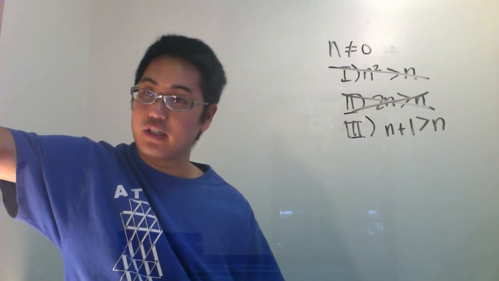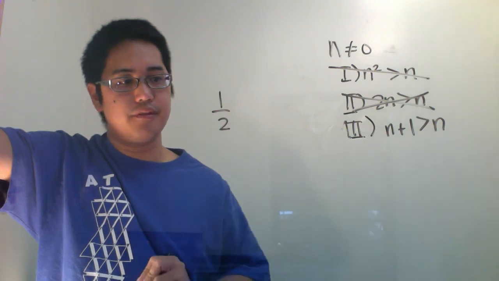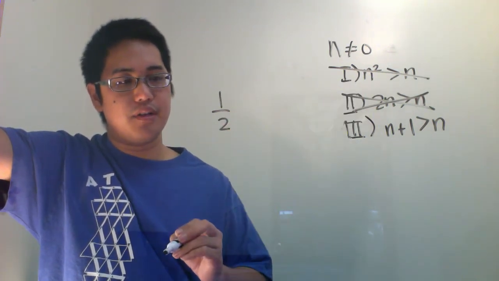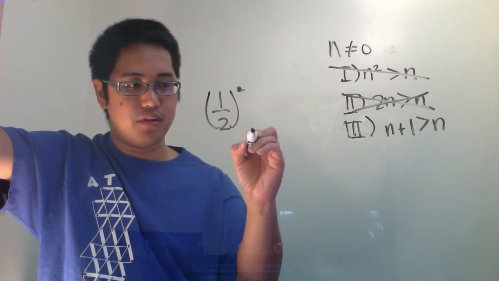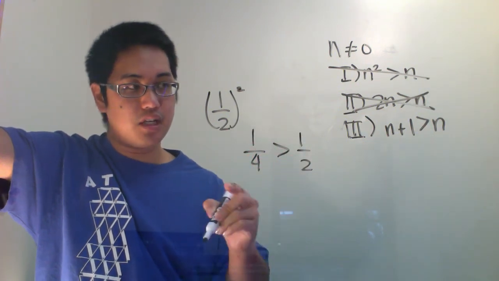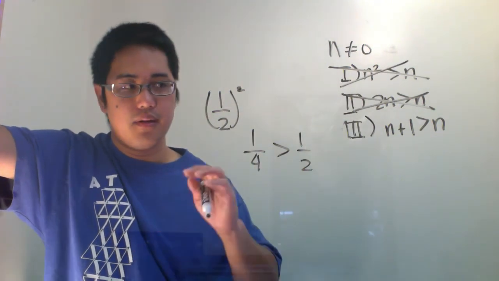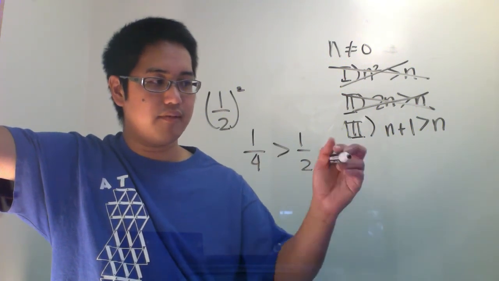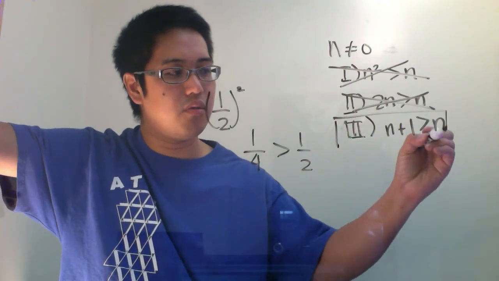Fractions. Fractions are totally allowed, right? If I chose 1/2 as n, look at that, n squared is bigger than n. N squared, 1/2 squared is actually 1/4. Is that bigger than 1/2? That's not true. That's another case where we would say number 1 isn't true. But this would still be true, because 1/2 plus 1 is 3/2. 3/2 is bigger than 1/2. That's true. So your answer is really, it's only number 3.